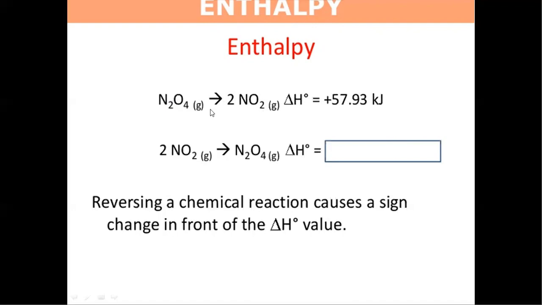If you reverse this reaction, that is, 2 moles of NO2 giving 1 mole of N2O4, it gives an exothermic reaction. That means it gives negative values of heat exchange.